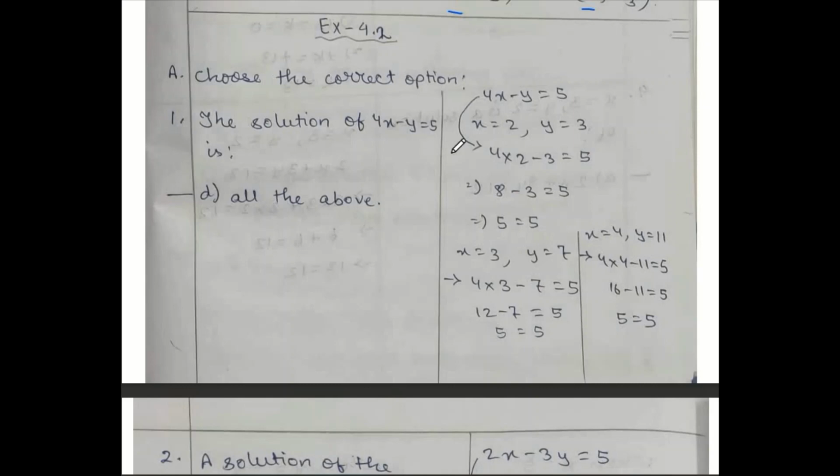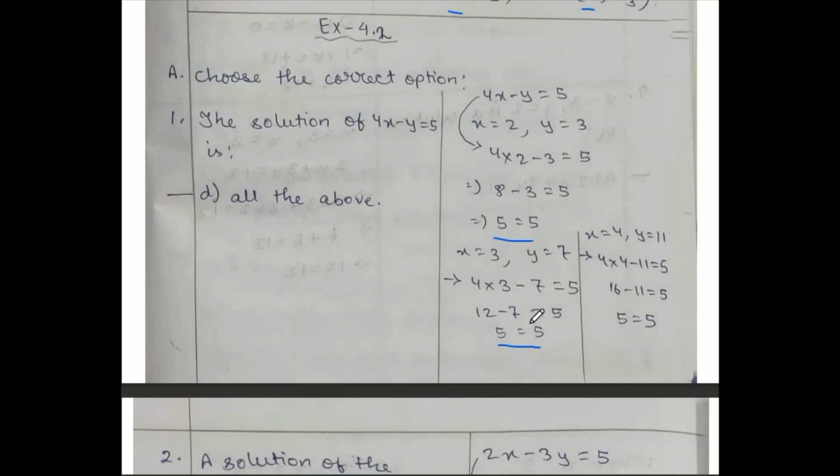First option, the point given is (2, 3). So when x is equal to 2, y equals 3, you can put in this equation directly. In place of x 2, y 3. So 4 twos are 8, 8 minus 3 is 5. So 5 is equal to 5. Both sides matching. Then you put x equal to 3, y equal to 7. So 4 threes are 12 minus y, which is 7. 12 minus 7, 5. So 5 is equal to 5. This is also a solution, because both sides it is satisfying.